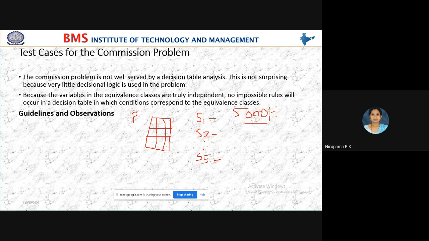If I tell them that if your sale is more, the incentive will be more, then they apply different logic, and they try to get more customers and sell more products, and the incentive will be different. Correct? So plotting a decision table for the commission problem is not so easy, because we don't know the commission of S1, S2 or S3.